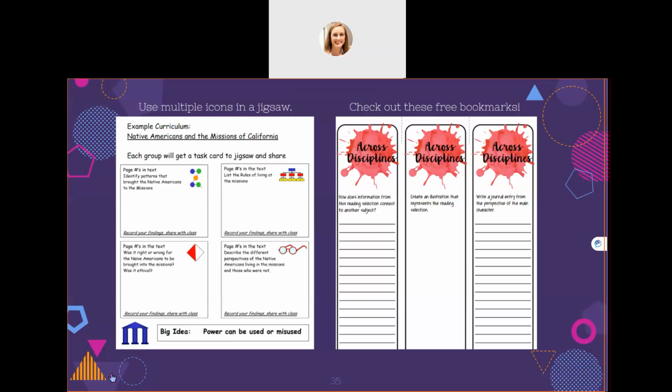There's a whole set that's free. And so you can click on the picture here and you'll be able to go and grab a copy of those bookmarks. And they're a good start. They come as a set, but you may want to adjust the questions in the bookmarks to be a little bit higher level, depending on the age of the students that you're going to be working with.